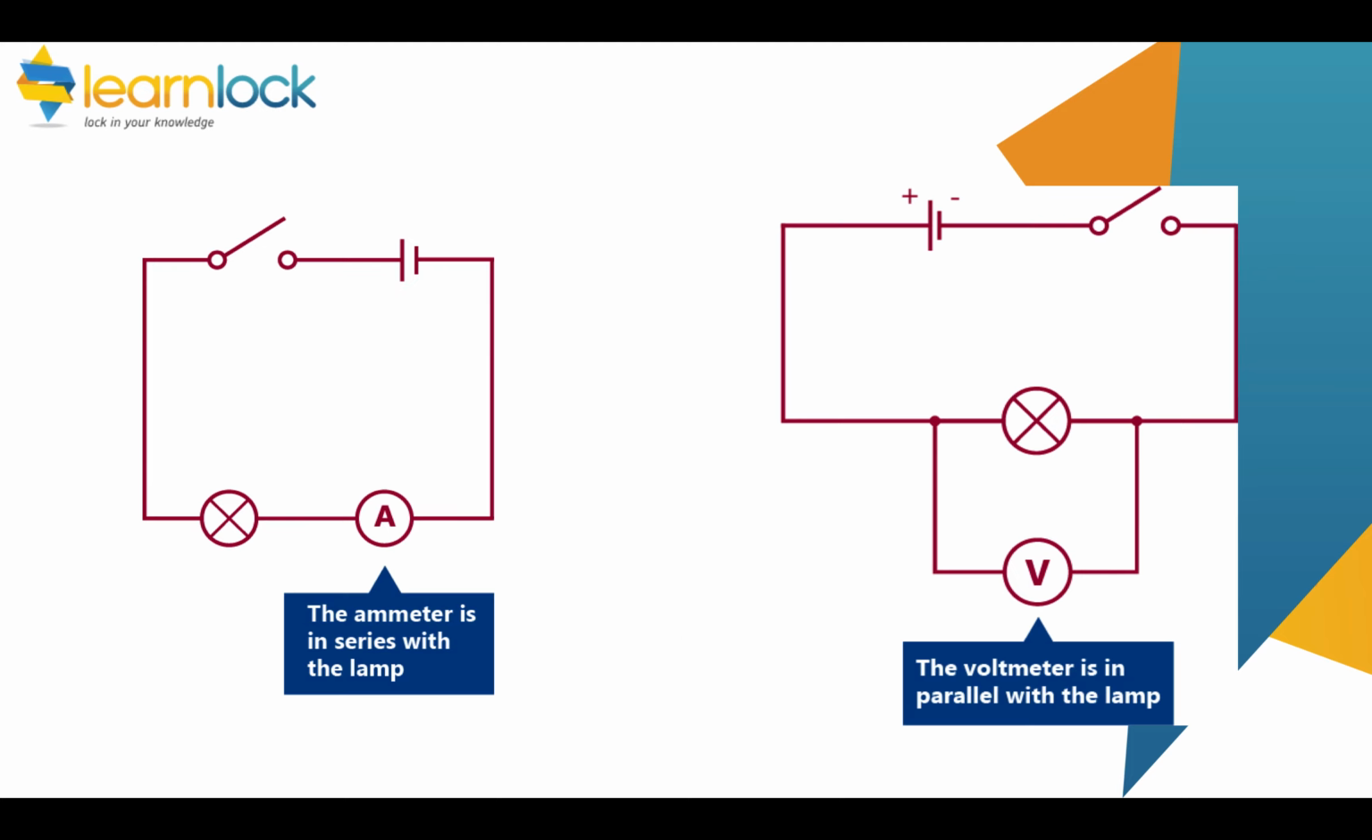Whenever you use an ammeter, you always place it in series, which means it's alongside the components. Whenever you use a voltmeter, you always put it in parallel to whatever you're trying to find the voltage of. So to find the voltage of this bulb, you put the voltmeter in parallel.